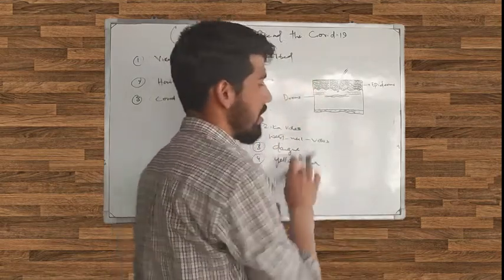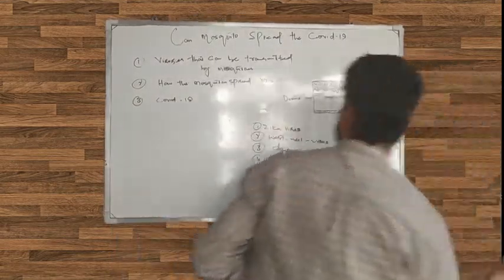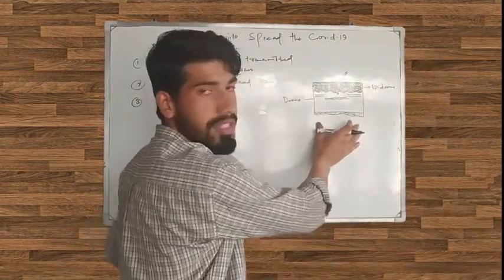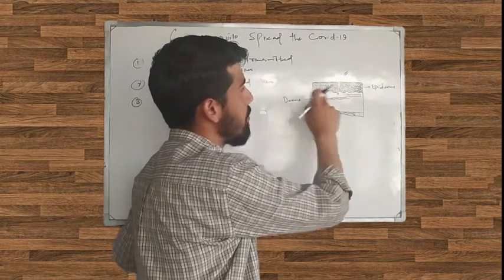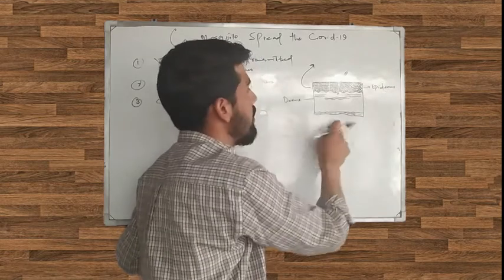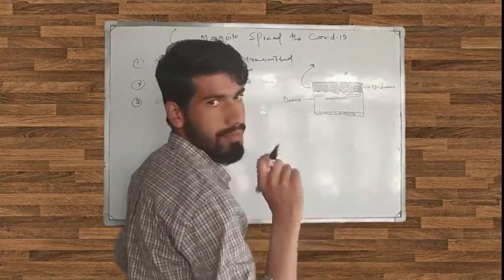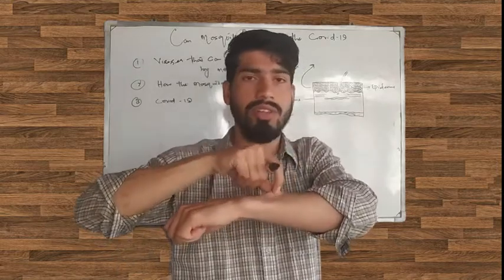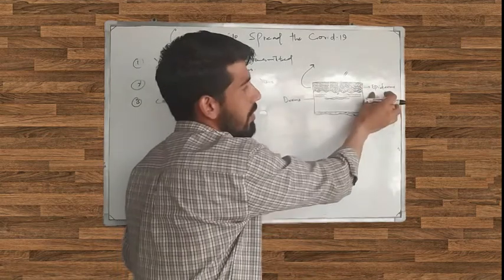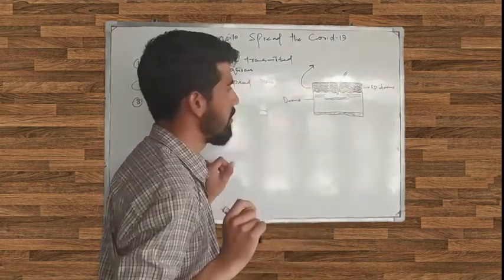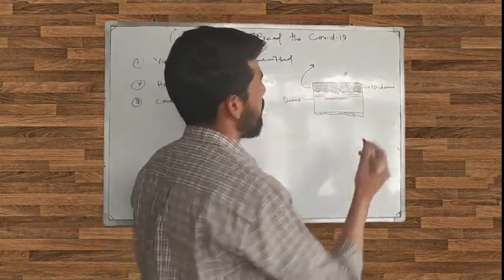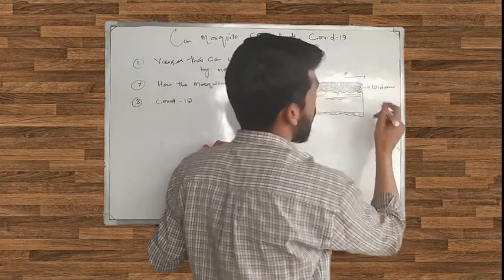So here I draw the diagram. This is the diagram of skin. This is the first layer, which is called the epidermis, and this is called the dermis. This is the second layer of skin. The first layer of skin is called the epidermis, and the next one, which is beneath the epidermis, is called the dermis. This structure which I draw here is called the proboscis.